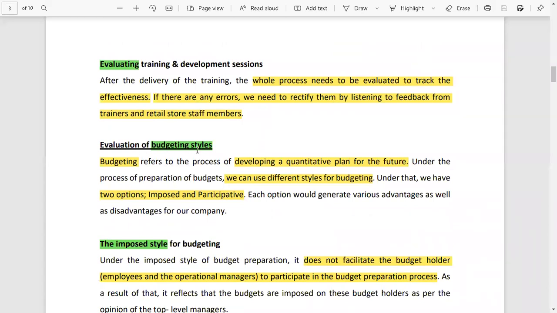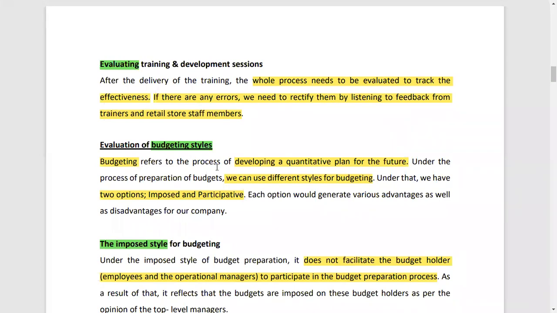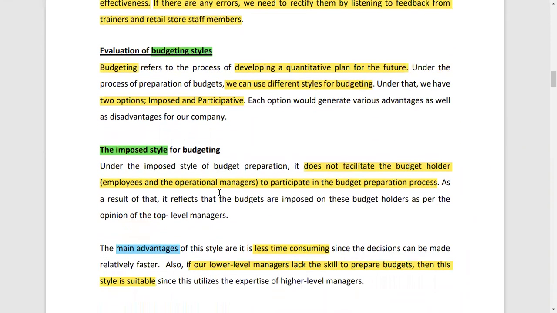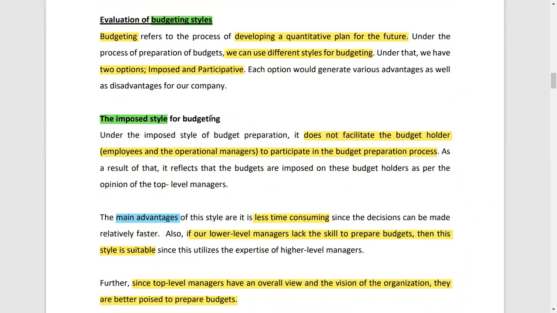Evaluation of budgeting style. I've started the answer by defining what a budget is. Budgeting refers to the process of developing a quantitative plan for the future, and we can use different styles for budgeting. We have two options, the imposed as well as the participative style. First things first, I'm talking about the imposed style. It does not allow the budget holder, employees, and the operational manager to participate in the budget preparation process because it's a top-down approach. So I've started by defining what the imposed style is about.